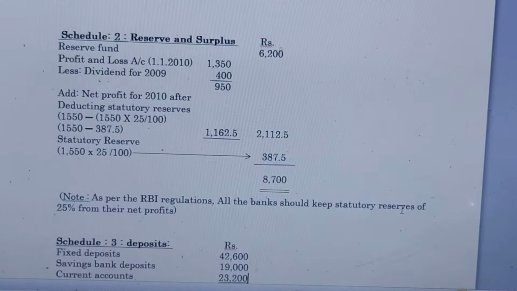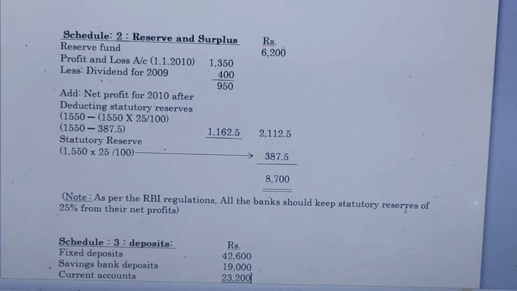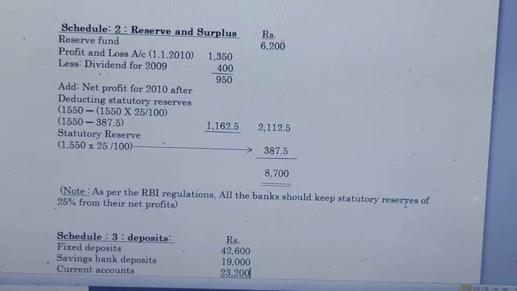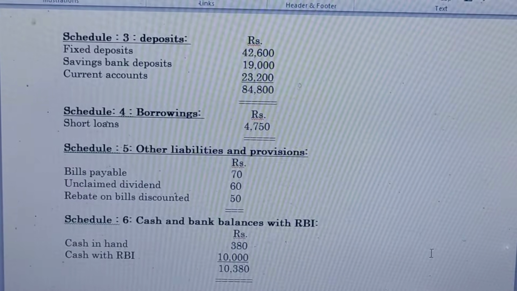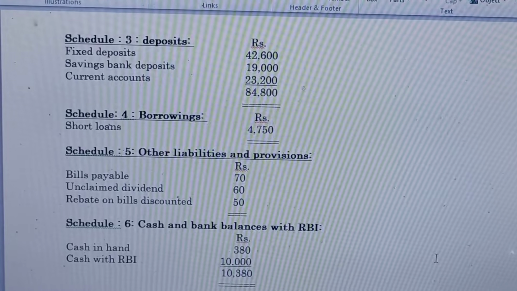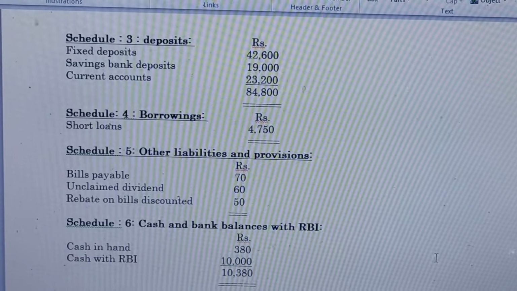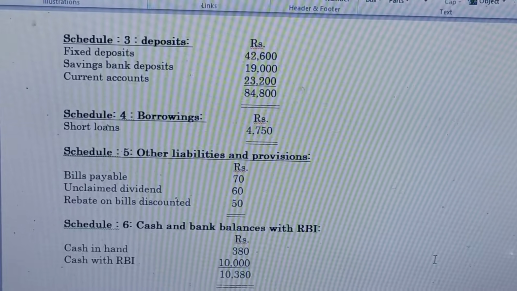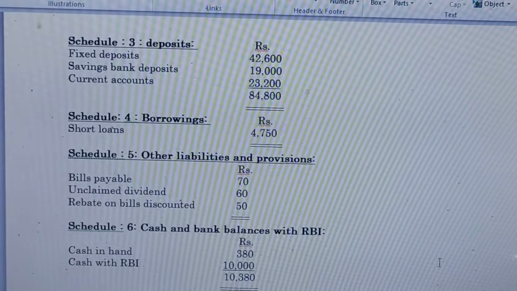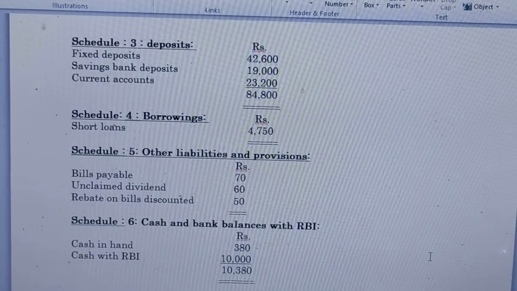So look at the note. As per the RBI regulations, all banks should keep a statutory reserve of 25% of their net profits, except RBI. Then schedule number 3 is deposits. Under schedule number 3 we mention fixed deposits, the amount is rupees 42,600, and savings bank deposits rupees 19,000. Current accounts rupees 23,200. We add these amounts and we get the total of 84,800. That is the schedule number 3 total.